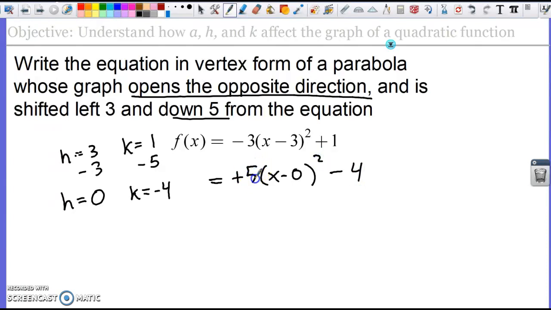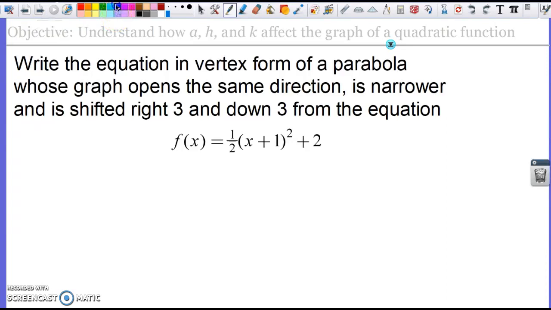So I can use any number I want. Let's use 5. So what about 5 times x squared minus 4? That will work. Let's do another example. If I want to shift this one, it opens the same direction, narrower, and shifted right 3 and down 3. To make it narrower, I need my a value to be closer to 0. All right, we'll finish this in class, I think.